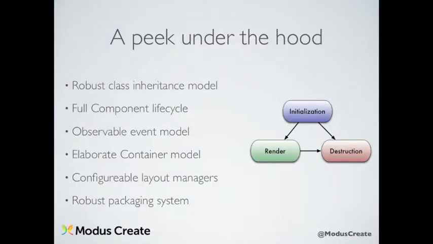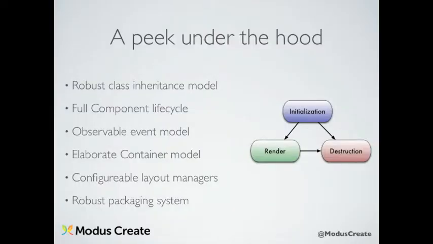Now, it uses an observable event model to allow you to listen to events on elements or classes, such as the data store or other components. There's a container model class that allows you to have components manage other components and use the configurable layout managers to arrange your items on screen. And when you're ready to finally deploy your application, they have something called Sencha Command, which allows you to package your application.